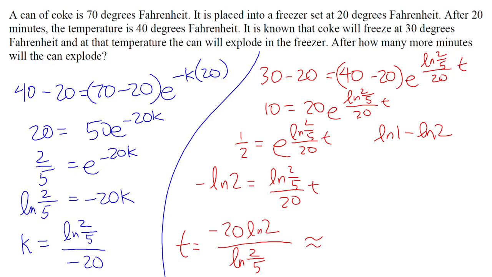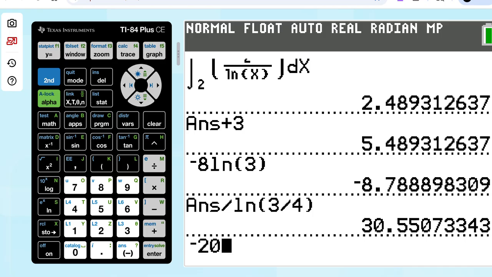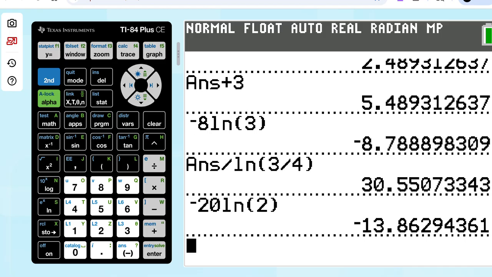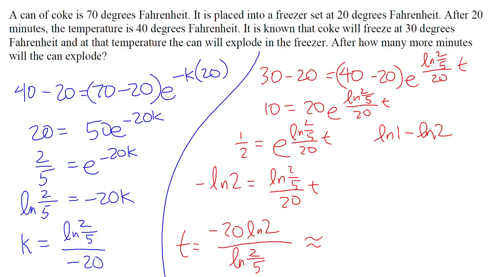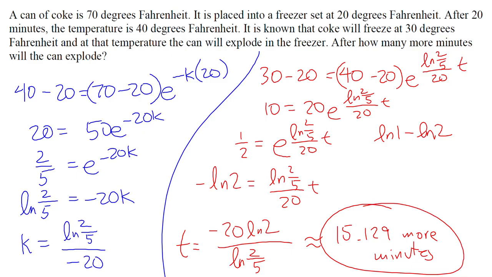So we'll just put that into our calculator and get an answer. Negative 20 ln 2. And we'll divide by the natural log of 2/5, giving us 15.129 more minutes. And that's our final answer there.